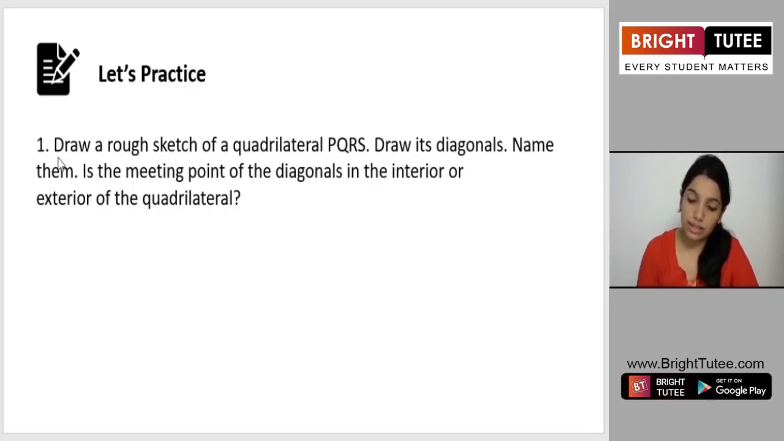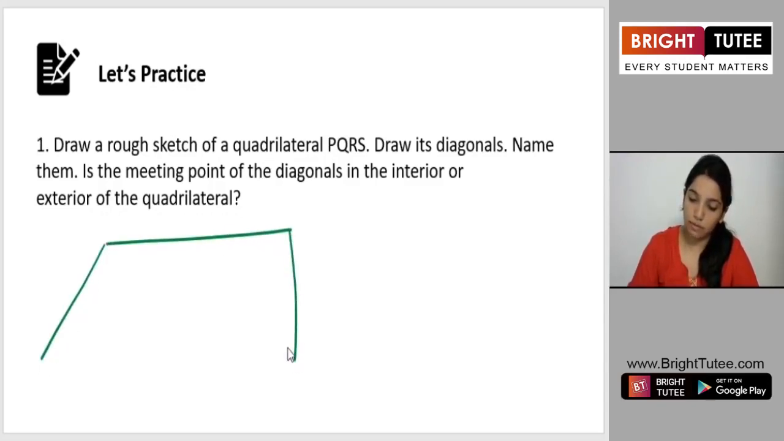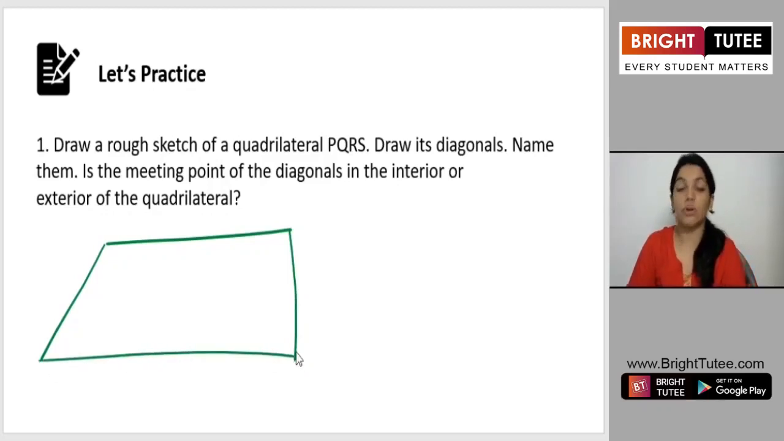The first thing it says is to draw a rough sketch of a quadrilateral, and the name here is PQRS. So let's do this. A quadrilateral can be any shape. It just needs to have 4 sides, 4 straight line segments. I'm sorry for these curved lines of mine. Just imagine this as a clean figure made up of straight line segments. So this is a quadrilateral and the name says PQRS.